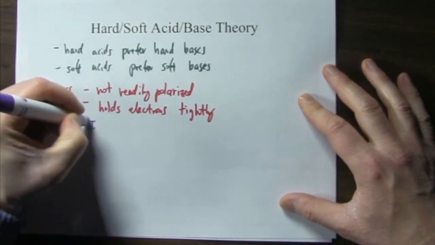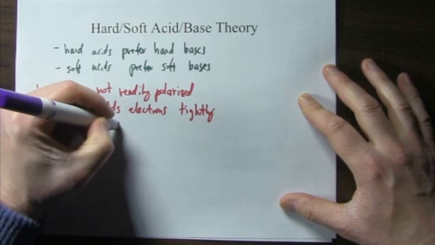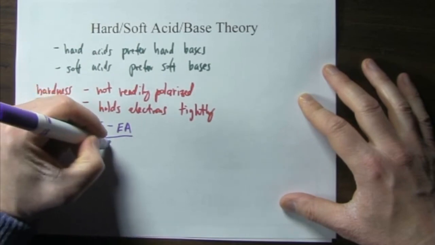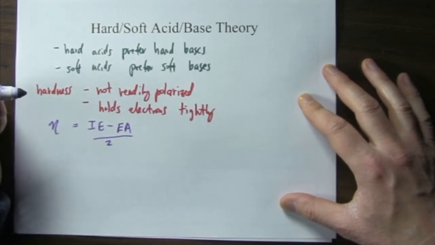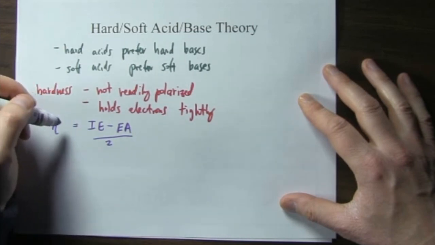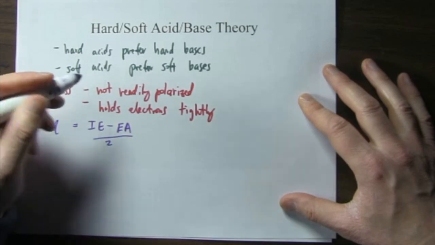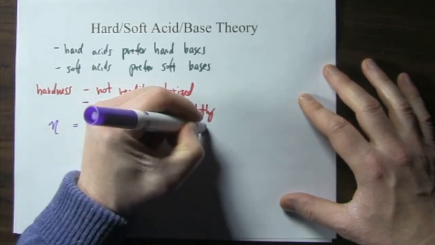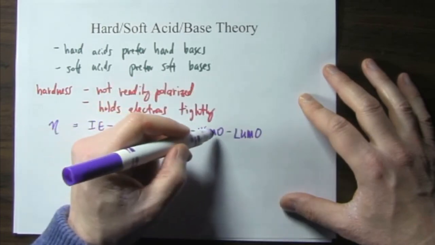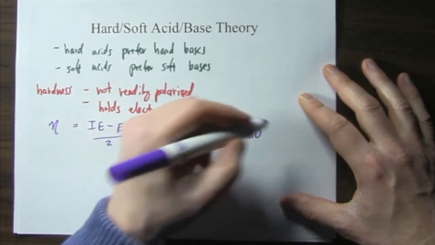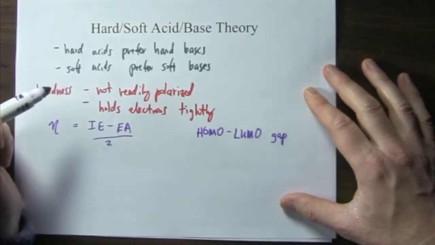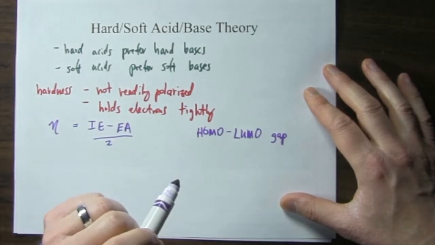So there's a symbol for hardness, and it's based on periodic trends. It's the difference between ionization energy and electron affinity. So that's if we're looking at atoms or ions. If we're looking at molecules, we would look at the HOMO-LUMO gap, the highest occupied molecular orbital and the lowest unoccupied molecular orbital. If that gap is large, then the compound is considered hard.